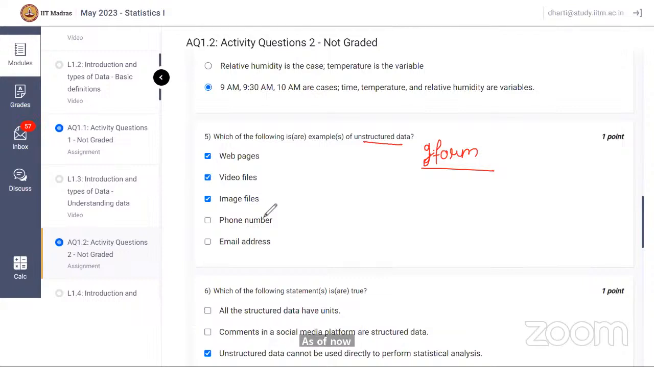Fine. Because they are numbers, I think. When we were looking at the questions, the first thing that came to our minds after reading web pages, video files or image files was image file names or video file names. So that I think is the confusing part here.